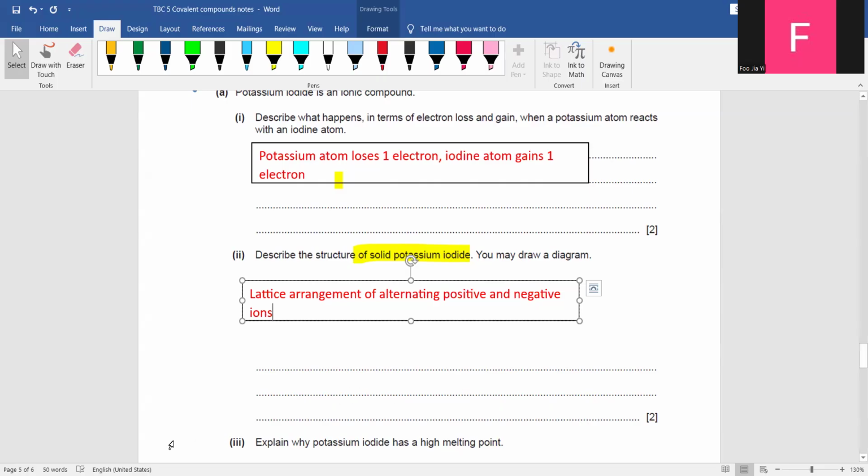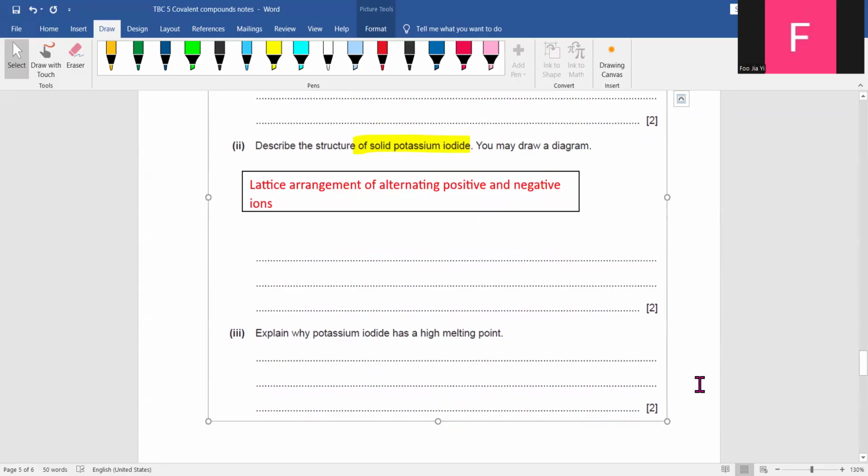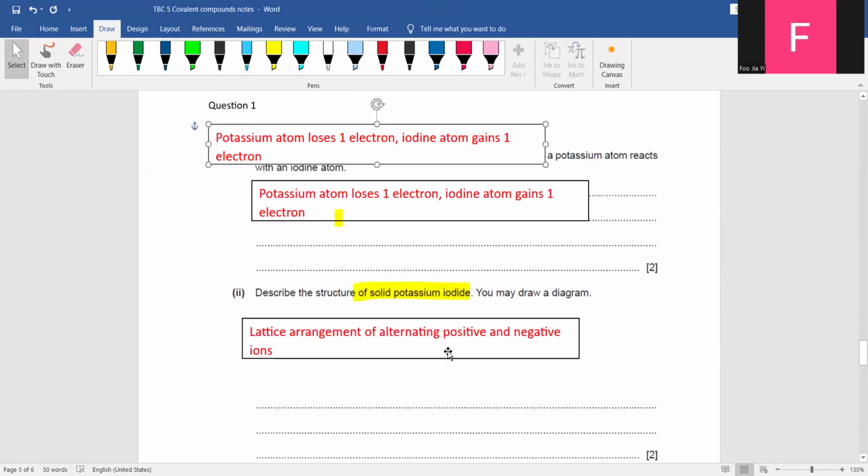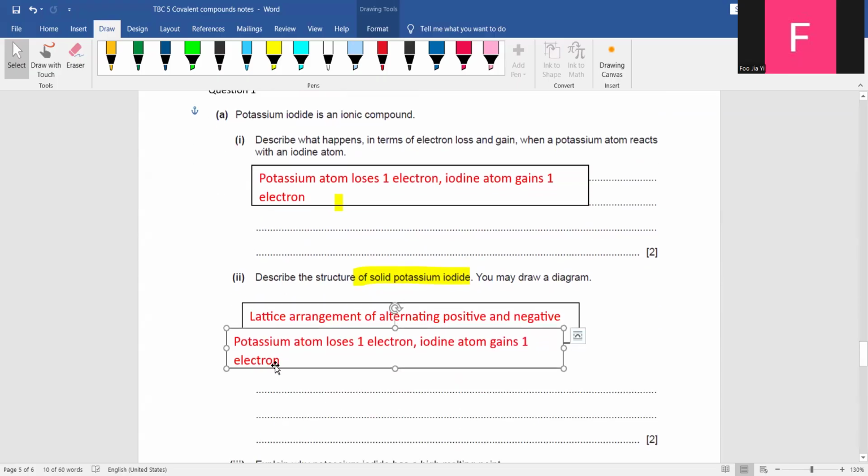Okay, can you understand? All right. Explain why potassium ion has a high melting point. I just told you this. We just learned this just now. Why?